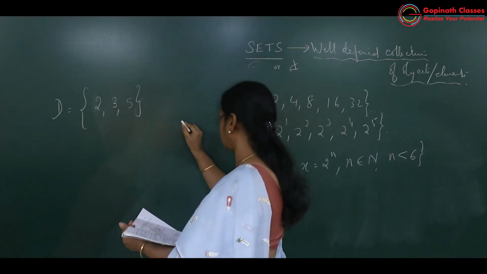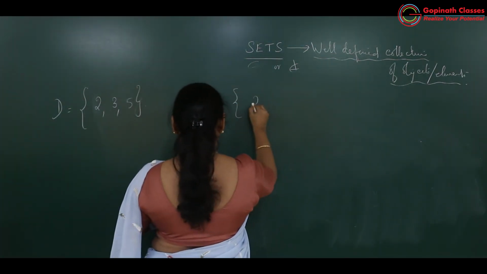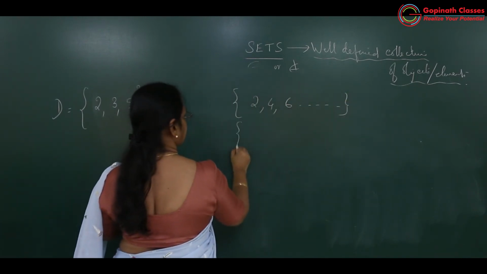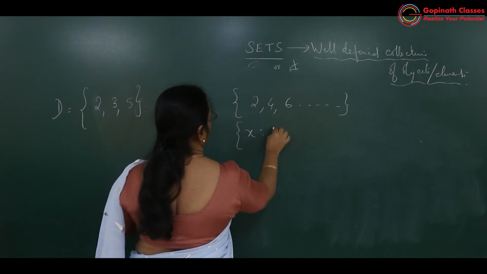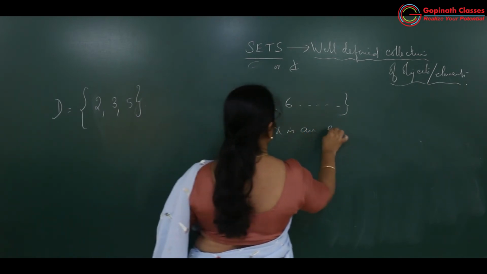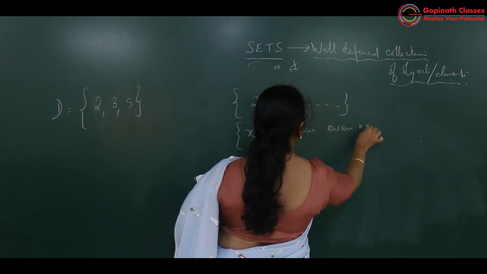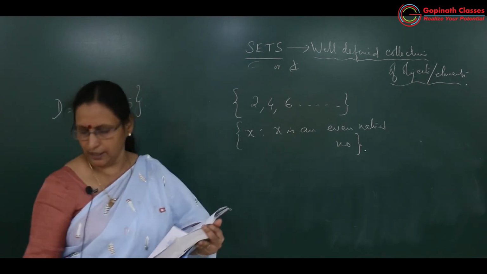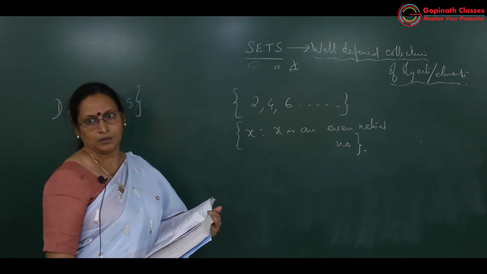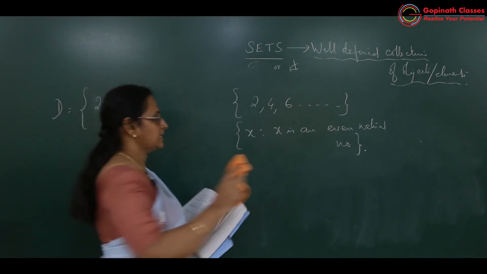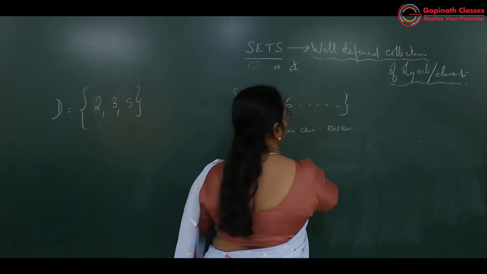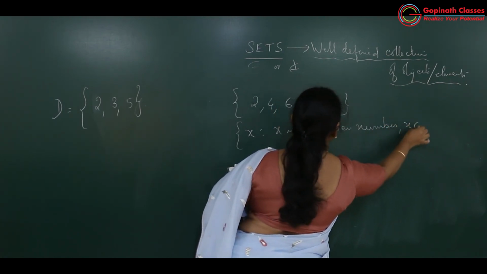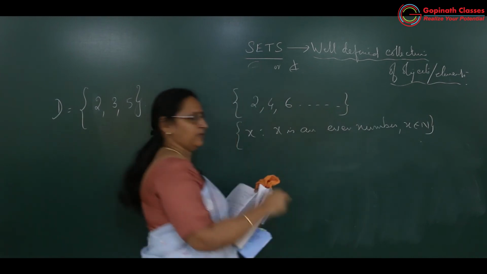Look at it. Set 2, 4, 6, dot, dot, dot. So how do we write? Set x such that x is an even natural number, or even number. That's enough. Or x such that x is an even number, x belongs to N. Natural number में जो even number है.